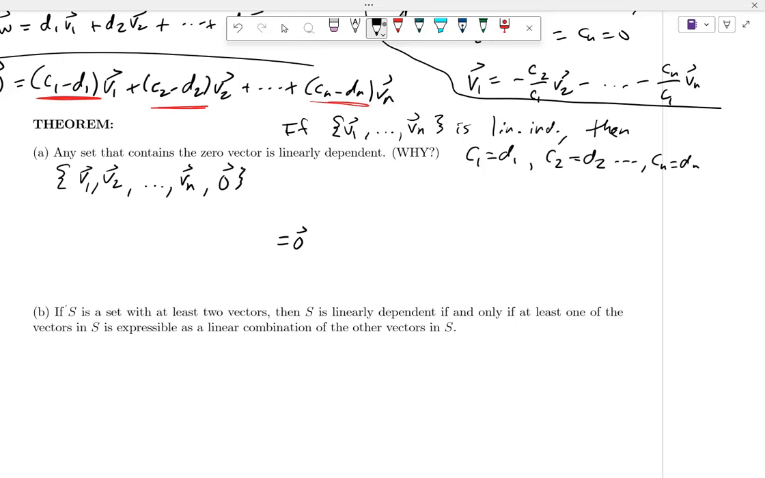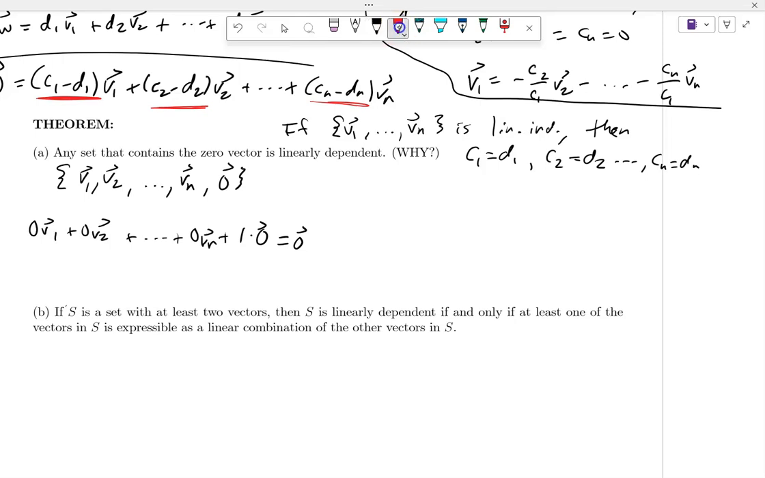I can multiply the 0 vector by anything I want. So maybe I'll multiply it by 1, say. And what can you multiply every other vector by? 0, yeah. I can do 0v1 plus 0v2 plus 0vn plus 1 times 0. And I get the 0 vector, don't I?